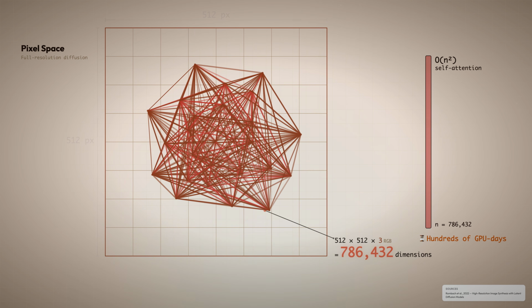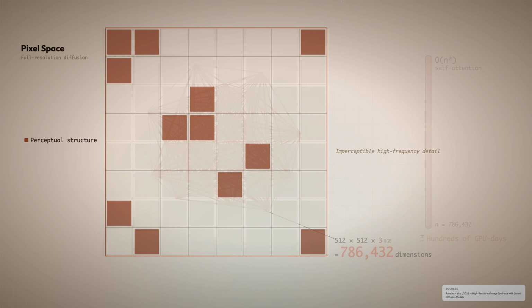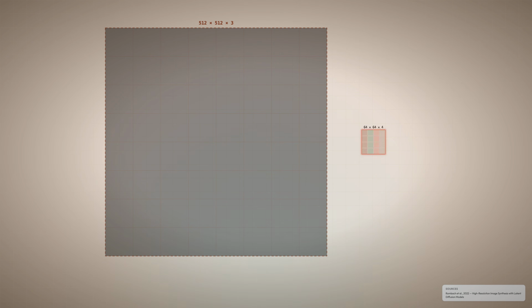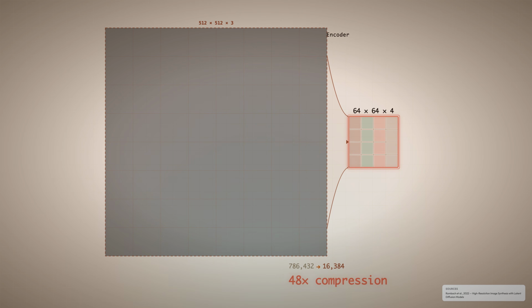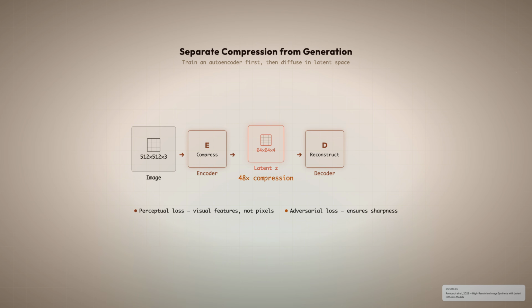Rombach et al. asked, does diffusion really need every pixel? Most pixel level variation is high frequency texture, perceptually irrelevant but computationally expensive. So separate perceptual compression from semantic generation. Train an autoencoder, compress images to 64 by 64 latent codes, a 48 times reduction. The autoencoder trains with perceptual loss, matching VGG features, not raw pixels, plus a patch adversarial loss for sharpness. It preserves the structure humans notice while discarding high-frequency detail.